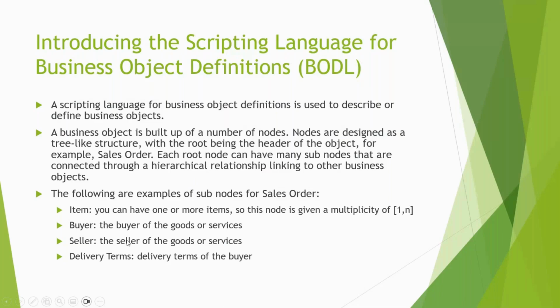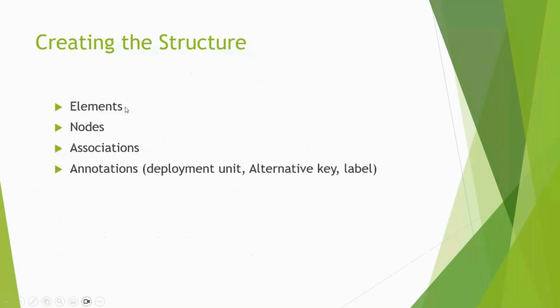So these are the main things available in BODL to define elements under the BO, which are nothing but the fields in the root node. If you want repetitive things, then we have to go with the child nodes, and then association. Let's say we have two BOs here.